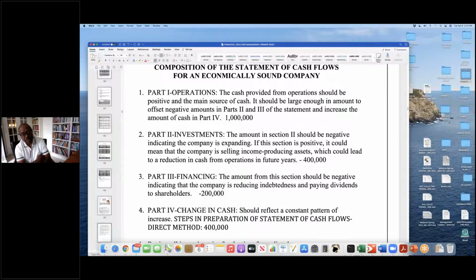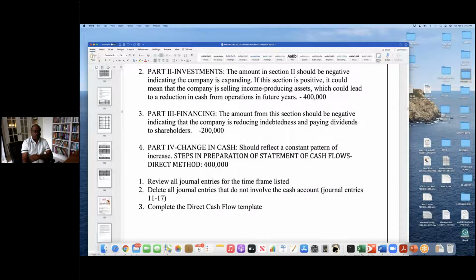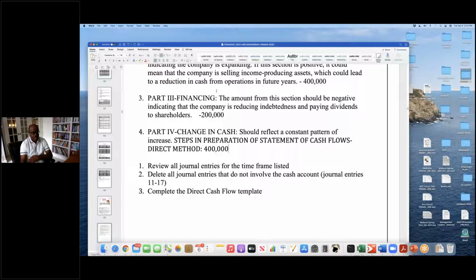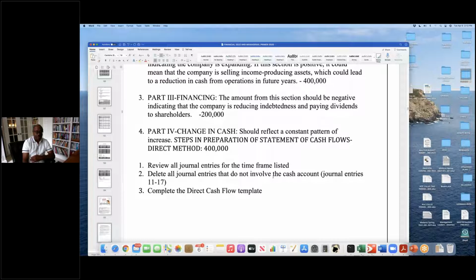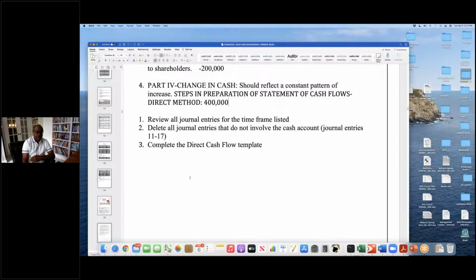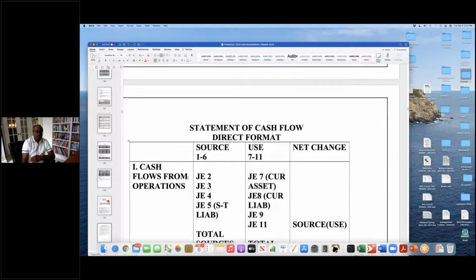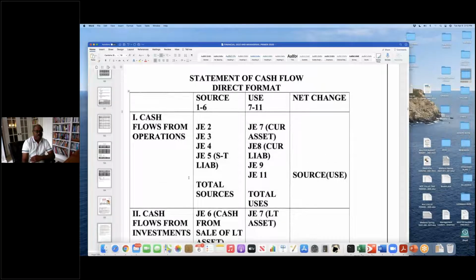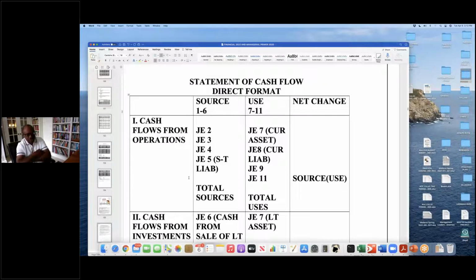Any questions? Let's see if we can work a statement of cash flow. And we work it simply by reviewing all the journal entries in the time frame. Then we're going to delete journal entries that do not involve cash. Then we're going to complete a direct cash flow template. And what this template does is it shows you where journal entries go.